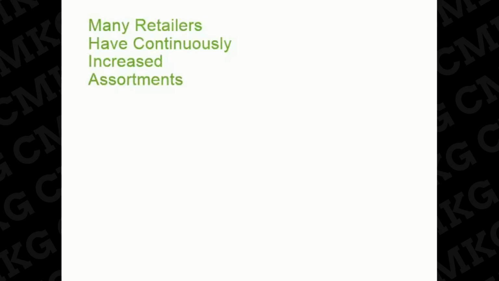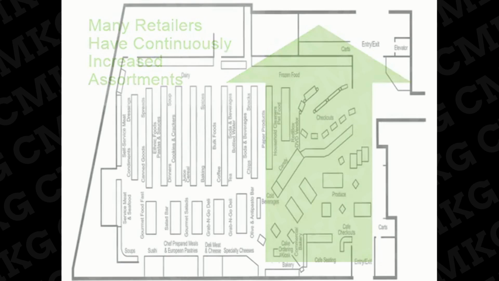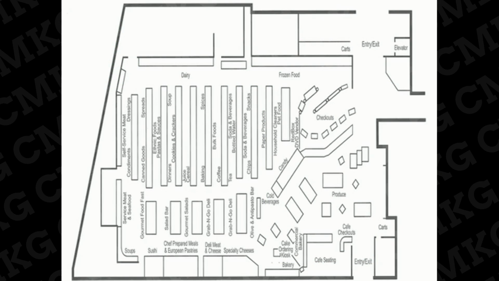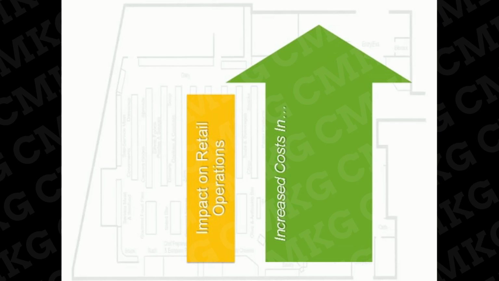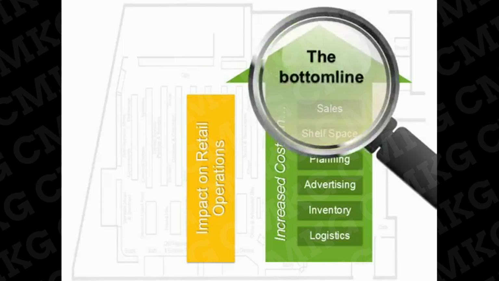Many shoppers want broad assortment, and therefore many retailers have continuously increased their assortments. This can result in disadvantages for retailers, starting with limited selling space within their stores. But a broad assortment can also raise costs in different areas of retail operations, including sales, shelf space, planning, advertising, inventory, and logistics, all which can impact the bottom line for the retailer.